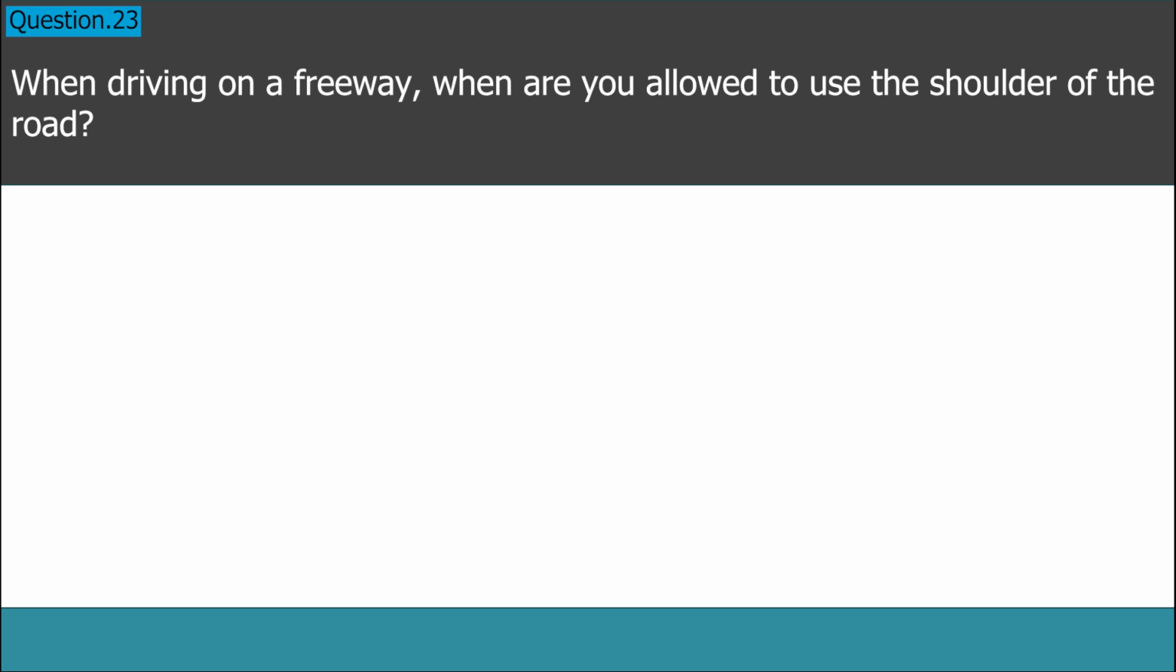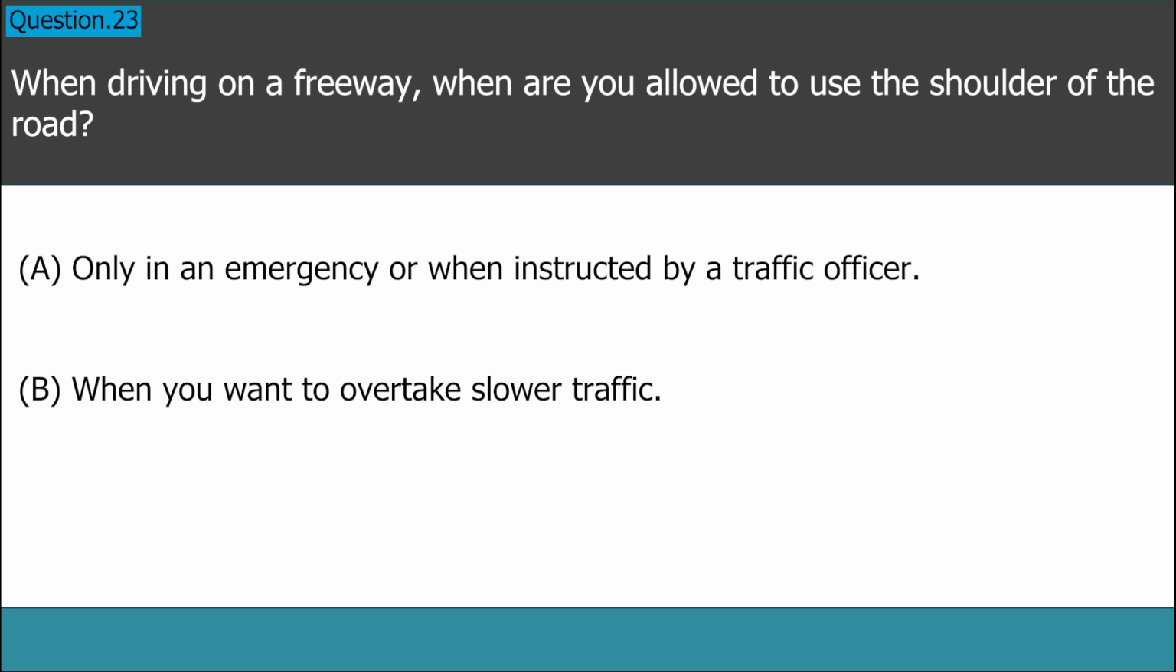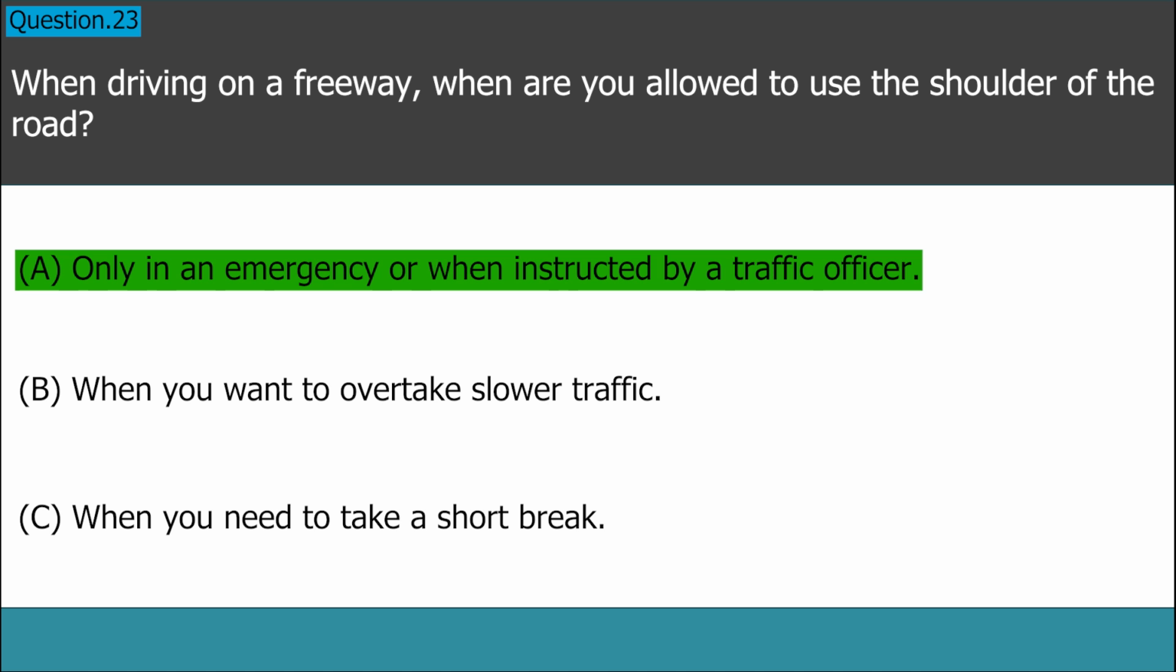When driving on a freeway, when are you allowed to use the shoulder of the road? A. Only in an emergency or when instructed by a traffic officer. B. When you want to overtake slower traffic. C. When you need to take a short break. Answer: A. Only in an emergency or when instructed by a traffic officer. The shoulder is reserved for emergencies to ensure safety on the freeway.